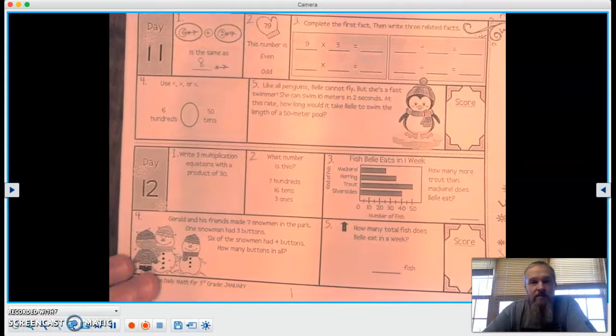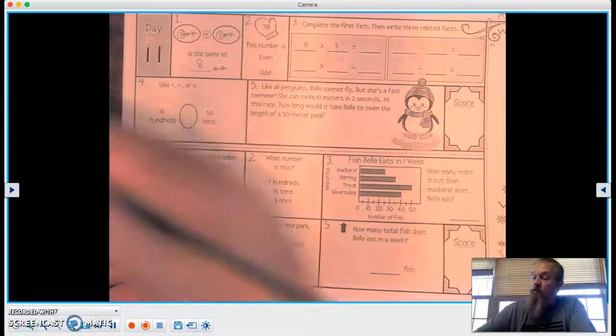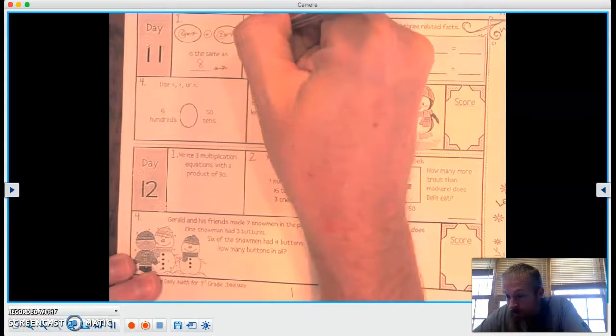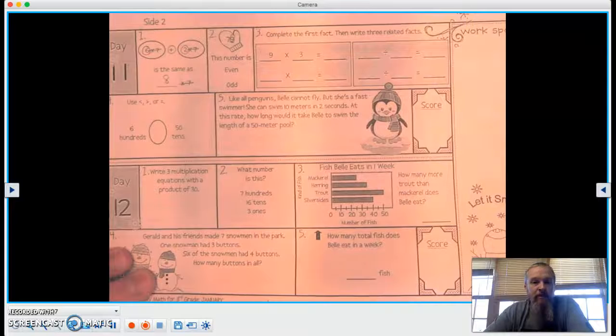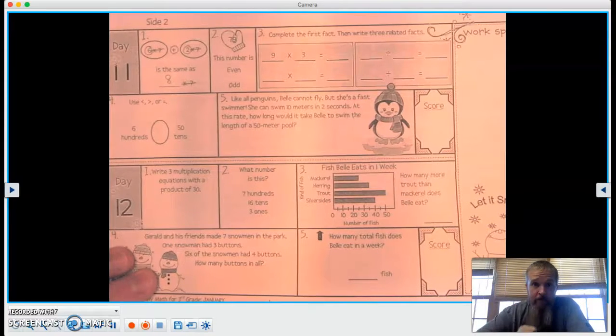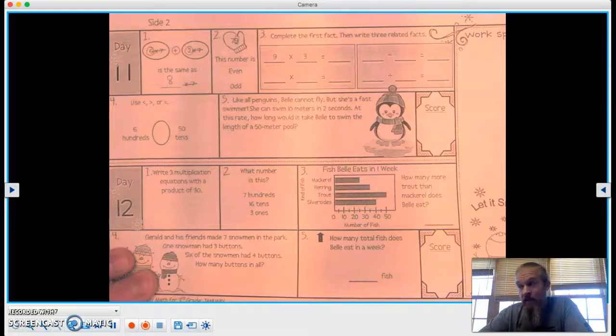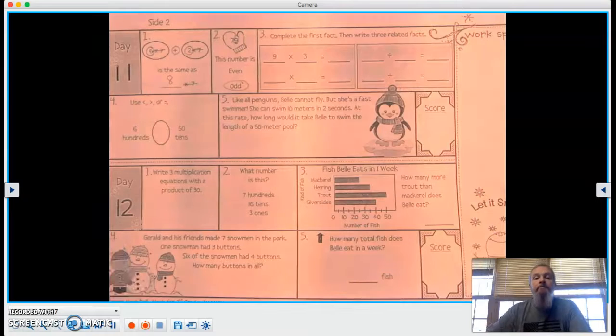Number 2. In the mitten is the number 79. This number is even or odd. Well, we only have to look at the ones column here, the 9, and ask ourselves, can the 9 be split into 2 even piles? No. It's a 4 and a 5. So 4 and 4 is even, right, which would be an 8. 4 plus 5, they're not the same.